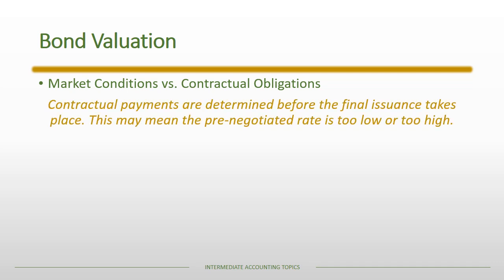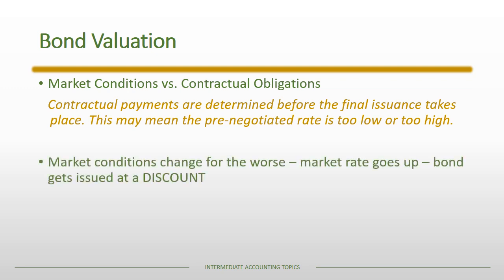And the reason why is because the contractual payments are usually determined before the final issuance takes place. And that means that any pre-negotiated rate could be too high or too low. Usually it's not going to change a lot, but it's still possible that that pre-negotiated rate could change. And so what are the implications of that?